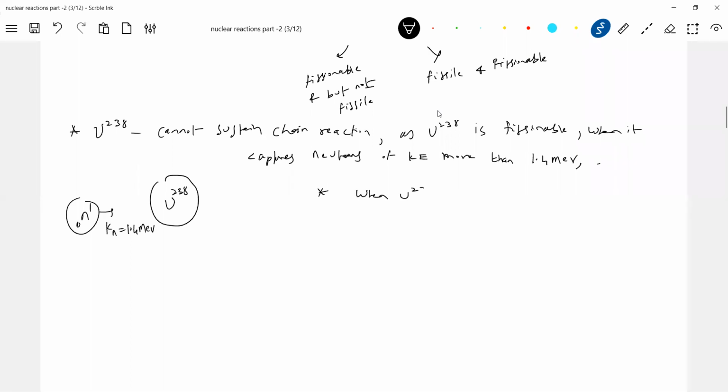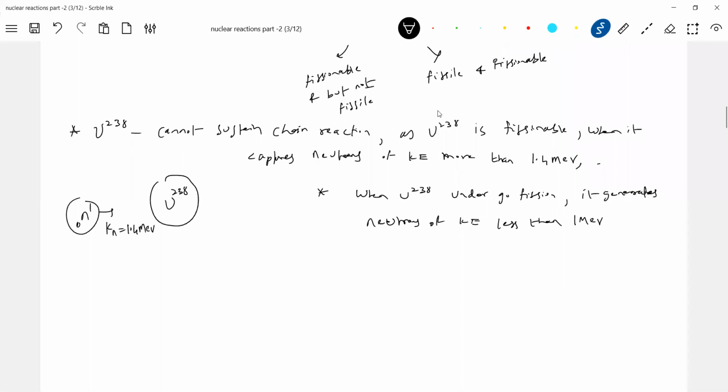When uranium-238 undergoes fission, it generates neutrons of kinetic energy less than 1 megaelectron volt. I think there's a big problem, no? Can we accelerate a neutron? What is a neutron? Not a charged particle, no? And it's very difficult to accelerate that particular neutron.